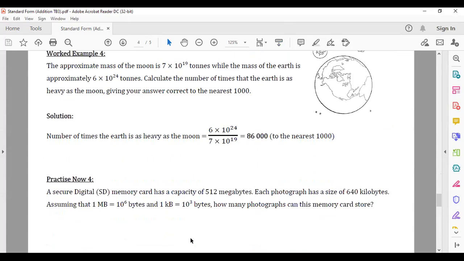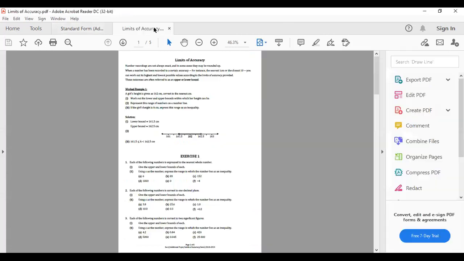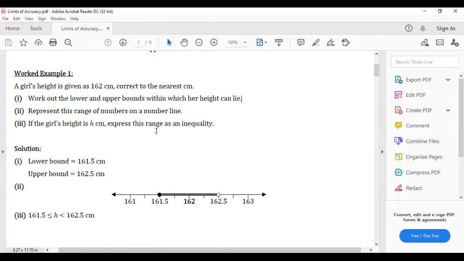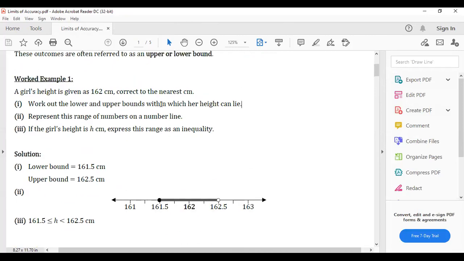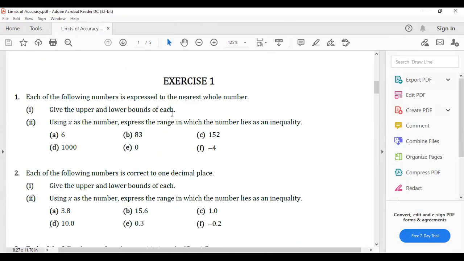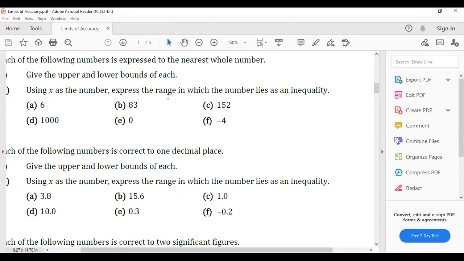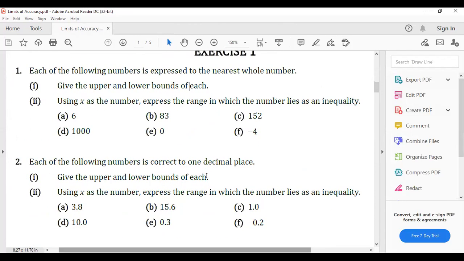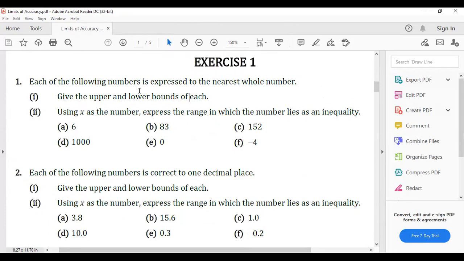Okay, the next topic will be the limits of accuracy. This is the troublesome one, guys. You have seen limits of accuracy. You have to know the lower bound and upper bound. So, let's look at the exercise. Give the upper bound and lower bound for each using x as a number.